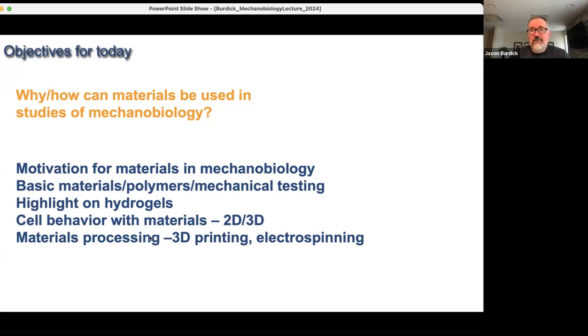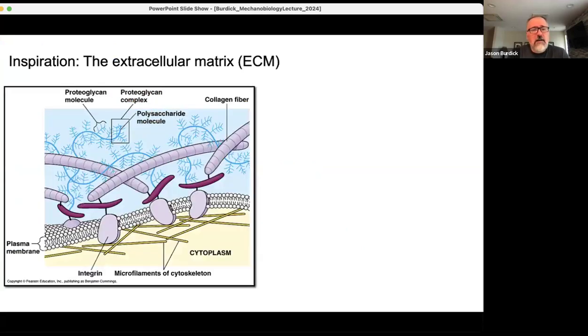I'll definitely highlight hydrogels. That's 95% of what our lab works with, swollen hydrogel materials, and some of those properties, I think, are very useful in these applications. We'll go through a little bit about how cells interact with these materials as 2D planar systems, and then if they're surrounded by that material in 3D. Then we'll go through some techniques like 3D printing and electrospinning that can process these materials into the appropriate configurations for these questions. Yes, please ask questions throughout.